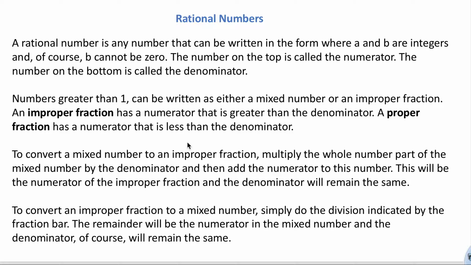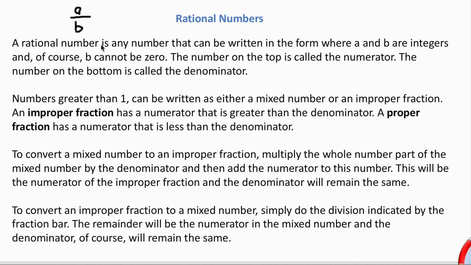Okay, rational numbers. A rational number is any number that can be written in the form A over B, where A and B are integers. And of course, B cannot be 0. So what this is saying is in the form A over B, right? A fraction, a rational number.